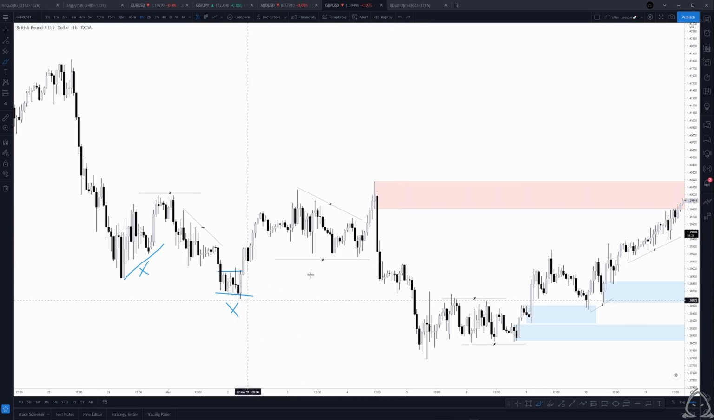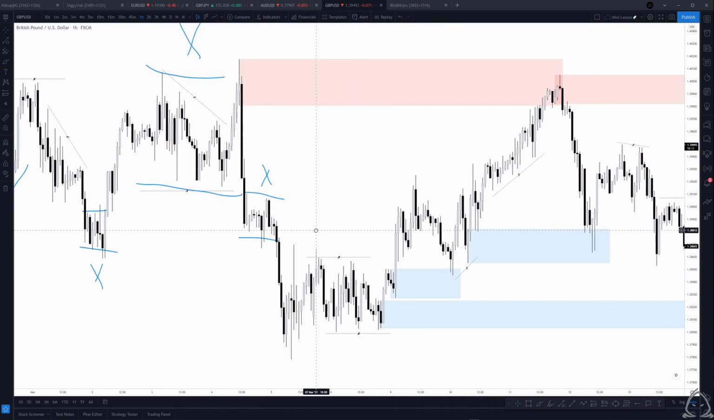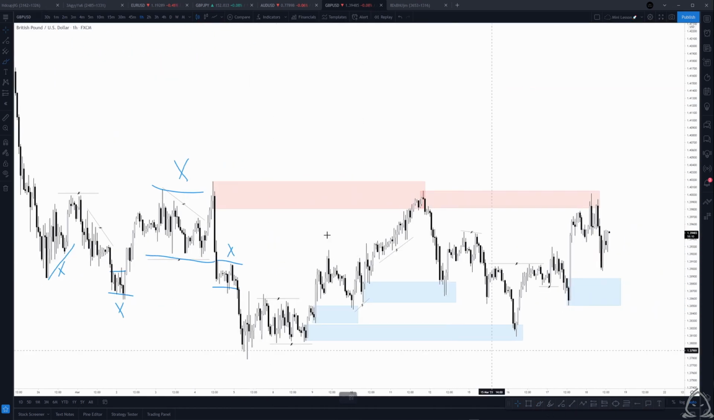Now, if we look, we have this range right here. We've broken to the downside. So we have liquidity that's resting above here. We create a range just like this. We break to the downside. We know that we have liquidity resting just above here. Notice a newly established supply zone. We've initiated out. And then if we continue moving on, we can see that we have equal highs, equal lows.